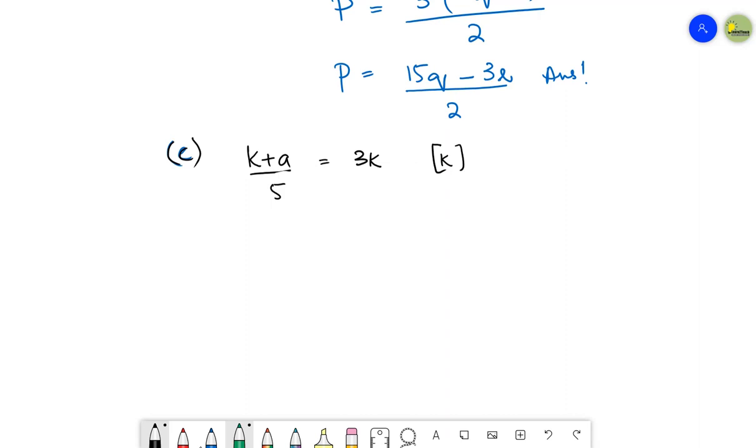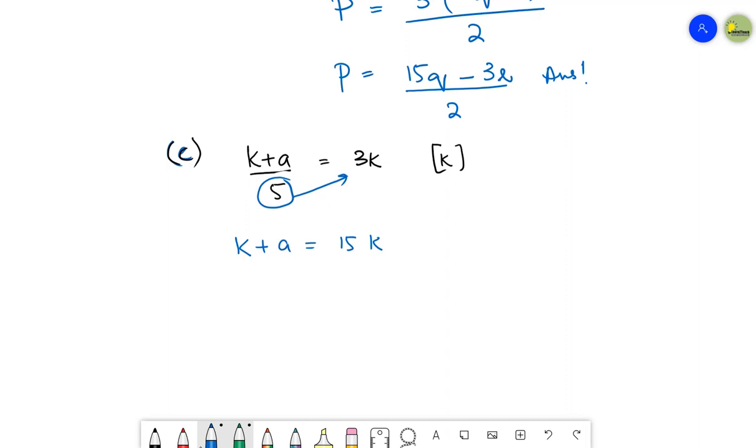So what you have to do in such a condition is combine the terms that have the same variable K. You have to combine both the terms. How can you do this? The very first thing is you have to remove this 5. Since 5 is dividing the whole value K plus A, it can be shifted to the other side. If I shift it, it will be in multiplication. 5 multiplied by 3 is 15K, the first thing.